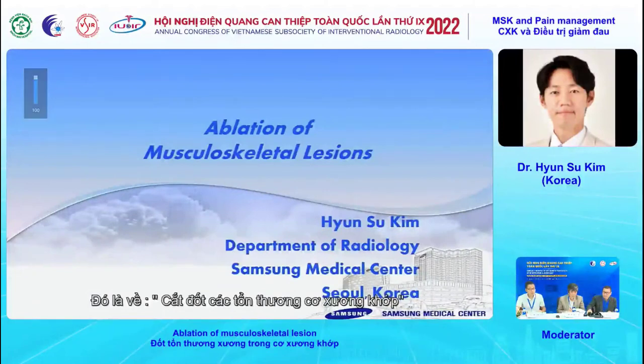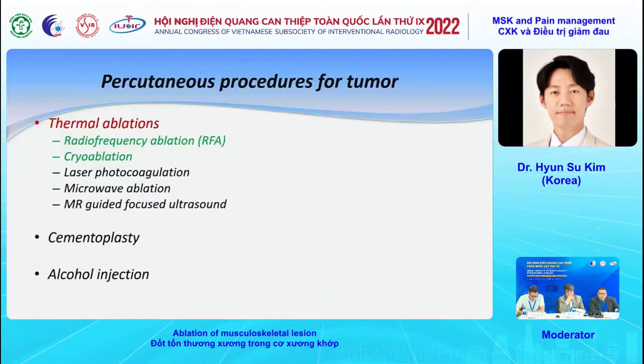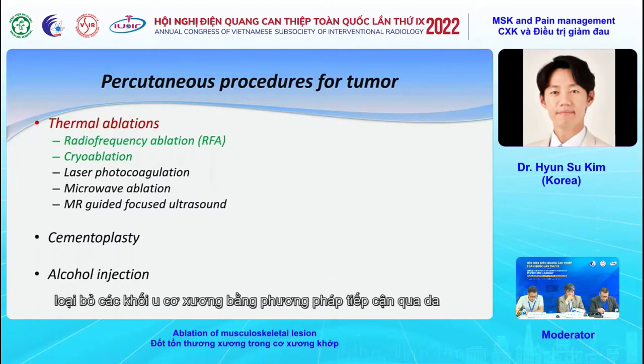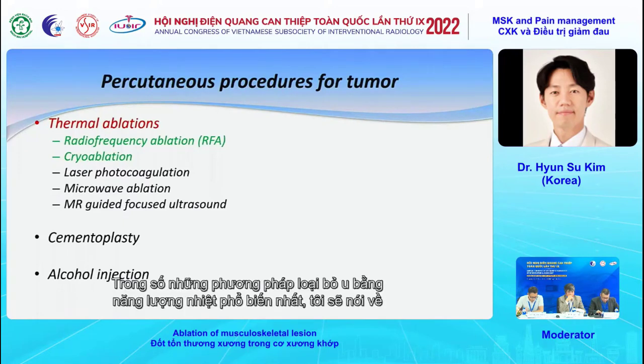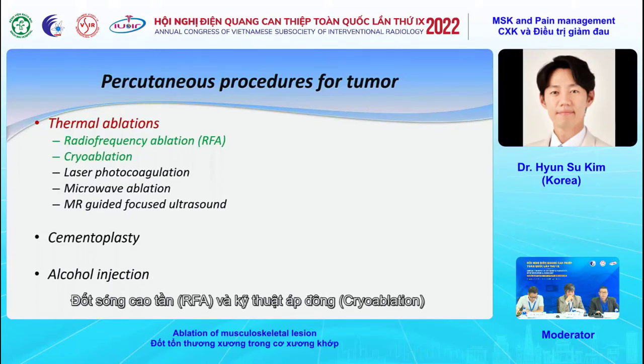My second lecture is about ablation of musculoskeletal lesions. There are several methods for managing musculoskeletal tumors using a percutaneous approach. Among those, thermal ablations are most commonly used, and I'm going to talk about radiofrequency ablation and cryoablation.